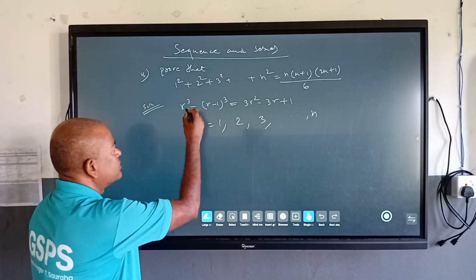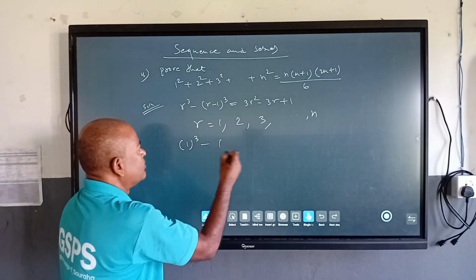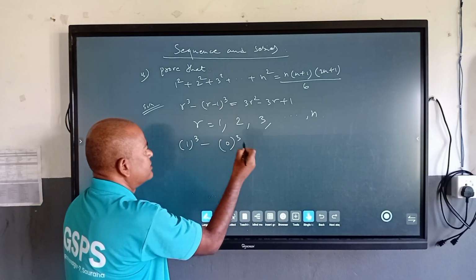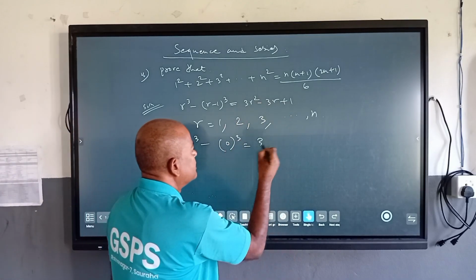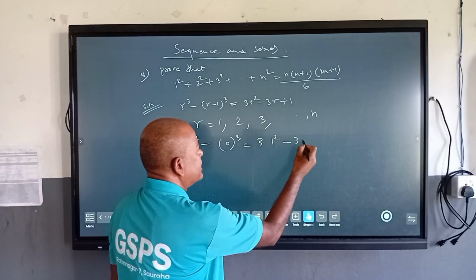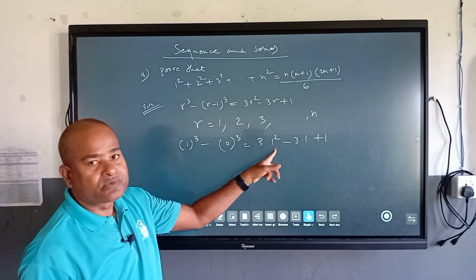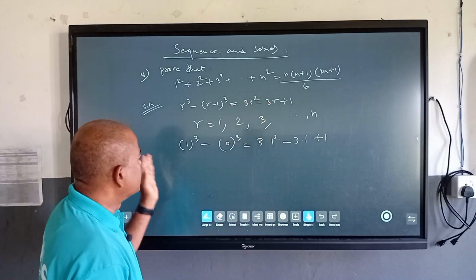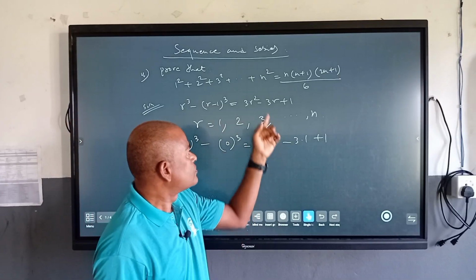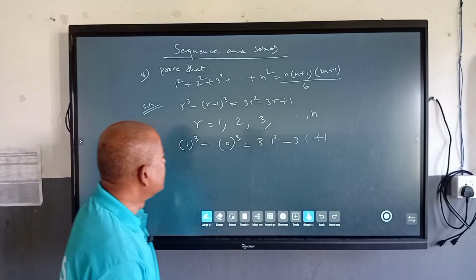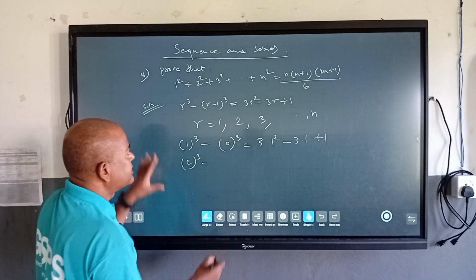So dear students, let us put the value of r as 1. 1 cube minus, if we put value of r as 1, 1 minus 1 we get 0, 0 cube, and let's put the value of r equals 1 on the right hand side also. Then we get 3 times 1 square minus 3 times 1 plus 1. So dear students, we have put the value of r equals 1 in the above expression. Then we have got 1 cube minus 0 whole cube equals 3 times 1 square minus 3 times 1 plus 1.